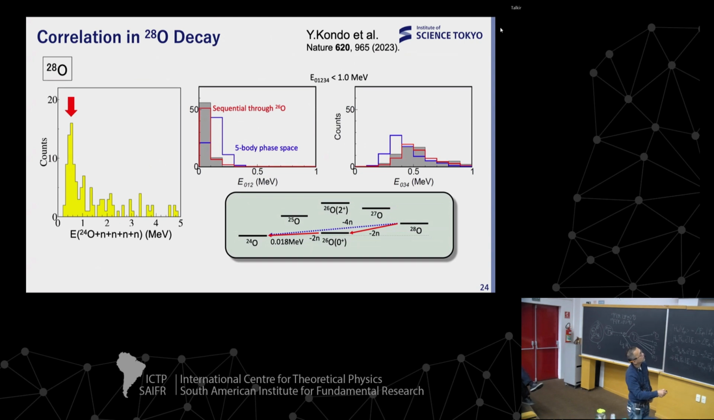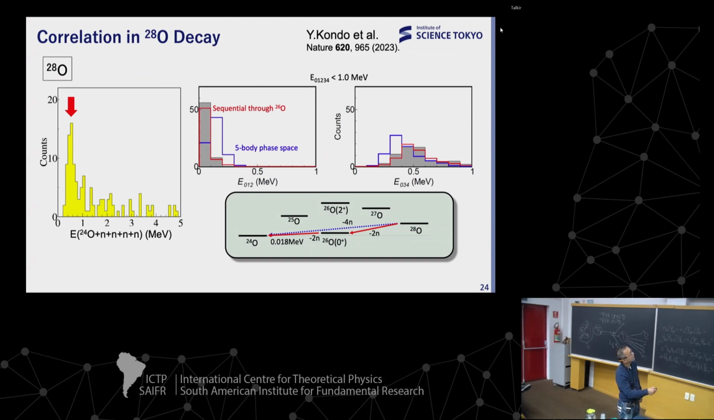Also, we looked at the other neutrons, higher energy neutrons. We also found that it is consistent with sequential decay through the oxygen-26 ground state.